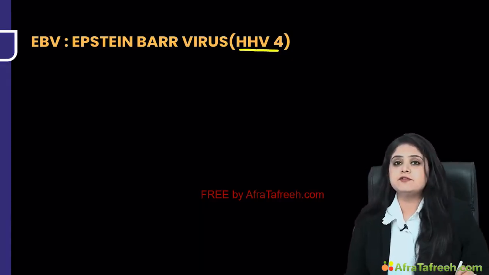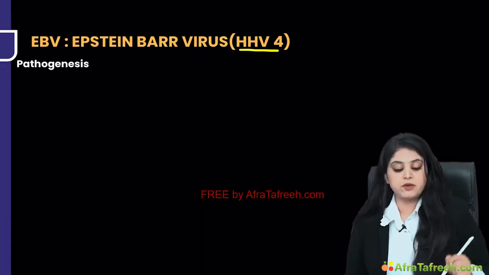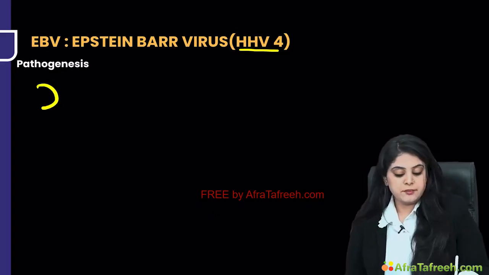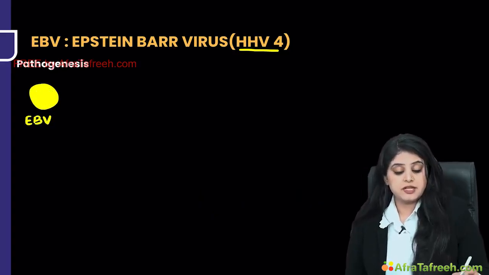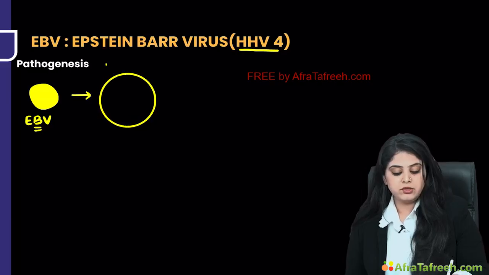The first thing that you have to know is the pathogenesis, because you get a lot of questions on these. So for example, if this is the Epstein-Barr virus, the first question that will be asked is how does it enter the body and where does it attack? So EBV has a B in it. That means Epstein-Barr virus is going to go and enter the B cells of the body.